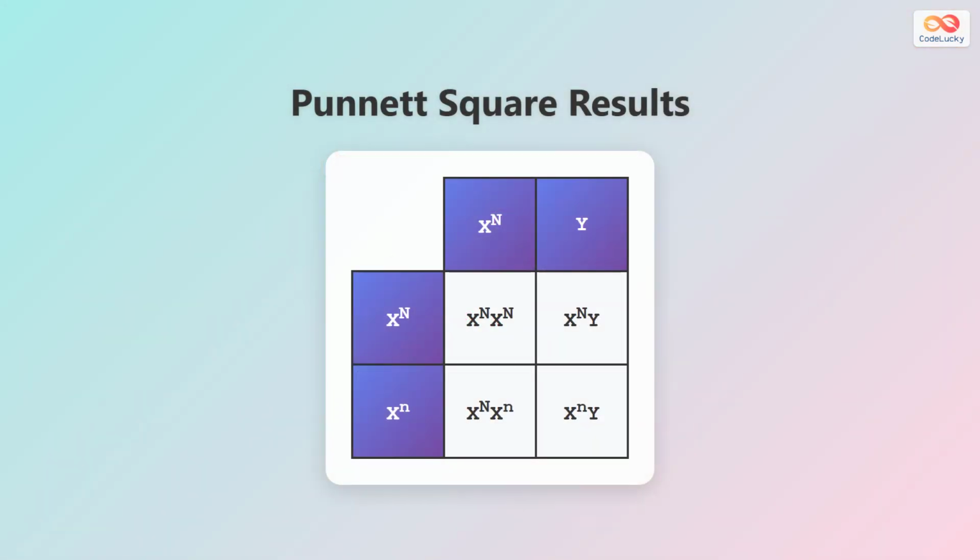Here's the Punnett square for our cross. The mother can contribute either X^N or X^n, and the father can contribute either X^N or Y. This gives us four possible offspring: X^N X^N, X^N Y, X^N X^n, and X^n Y.